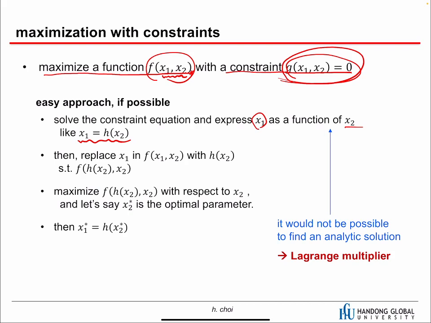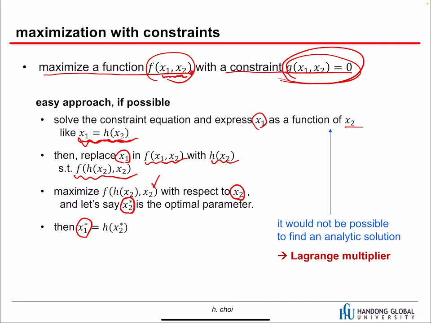Then we can replace x of 1 in this function with this. So now we have only x2 as a variable, so it's a simple problem. We can maximize this with respect to x of 2 and find the optimal value for x of 2, and then we can reuse this function to find the optimal value for x of 1. So this is a simple case.